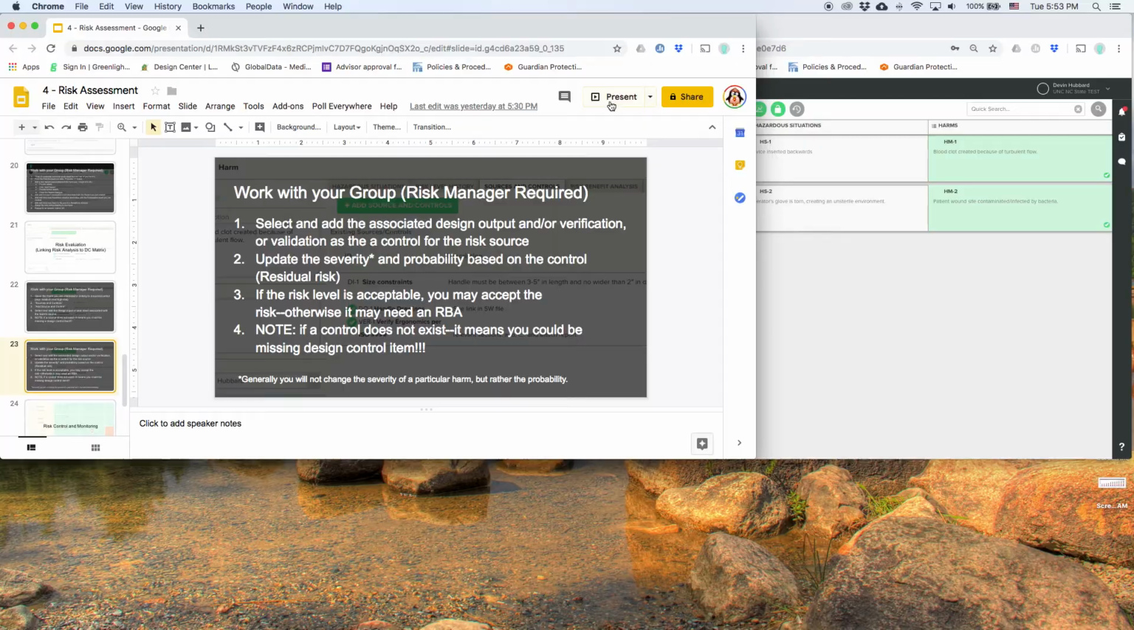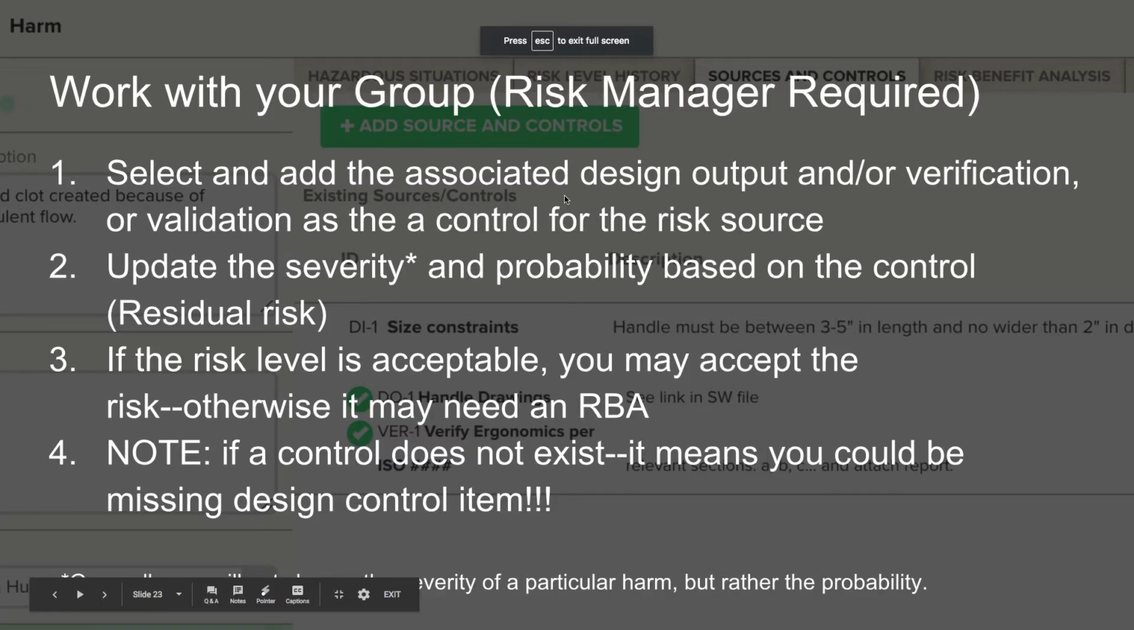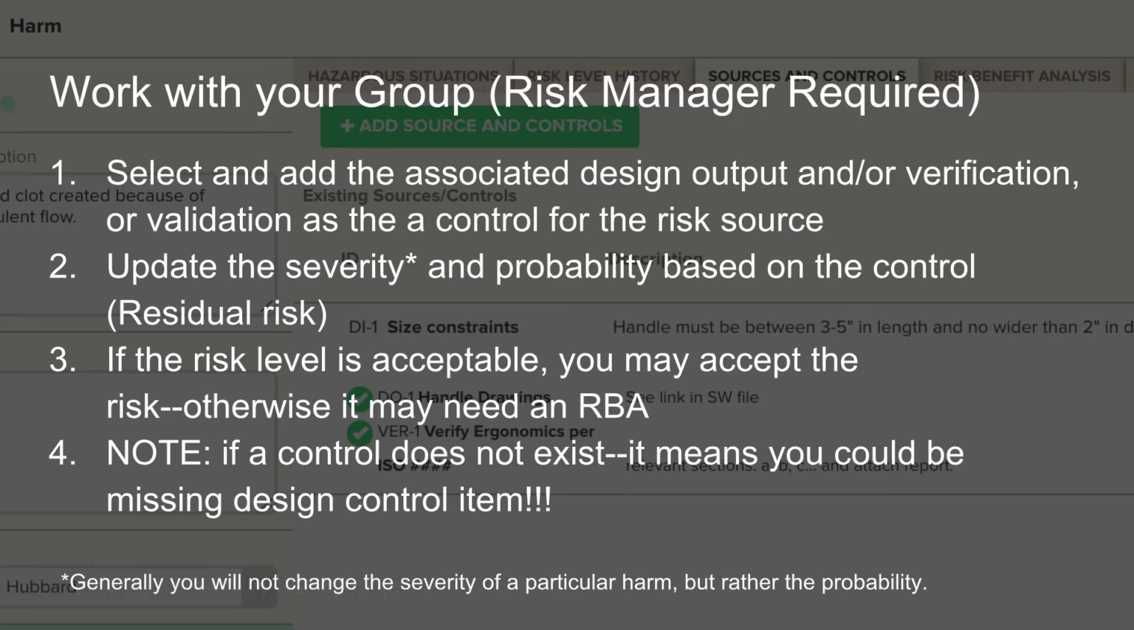So that's all about how you're going to do risk analysis and risk evaluation. Basically, what I've highlighted on this slide is that once you've created those risk items and linked them, you can connect them to the design control matrix. And if your residual risk is acceptable, then you can accept the risk. Otherwise, you may need to do a risk-benefit analysis.